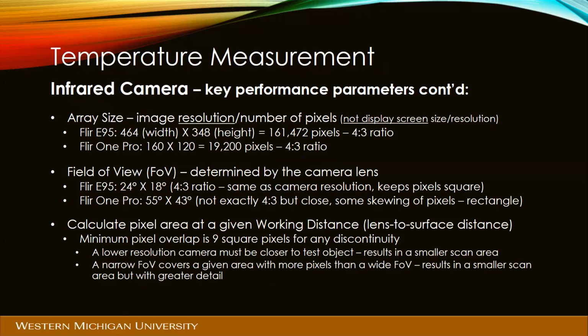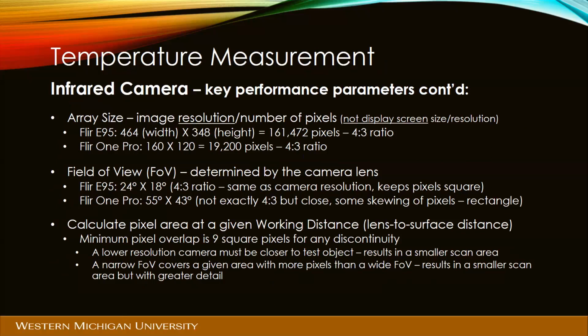We're familiar with field of view, hopefully, from borescopes. That's the angle of view. And so the FLIR E95 has a 24 degree by 18 degree field of view. So it's going to spread those 464 pixels across 24 degrees wide, and those 348 pixels across 18 degrees tall. And if you do the math, 24 divided by 18 gives you the same 4:3 ratio. So its pixels are square.